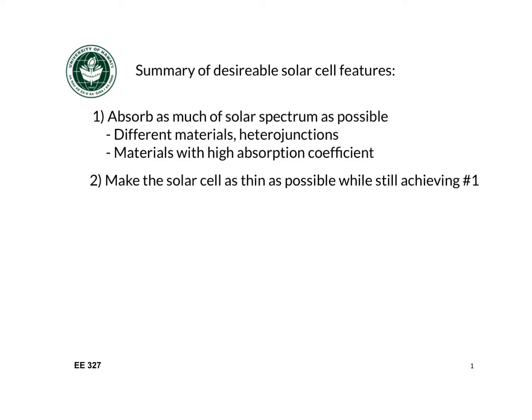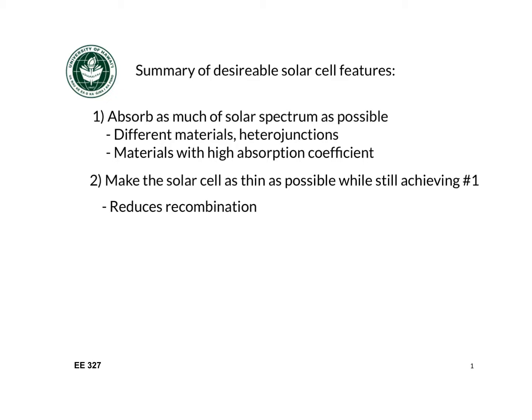Something else that you want to do is make your solar cell as thin as possible while still satisfying that first requirement where we're absorbing as much of the solar spectrum as possible. Why do we want to make them as thin as possible? Well, that reduces the chance of recombination.